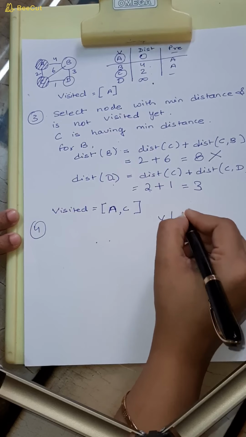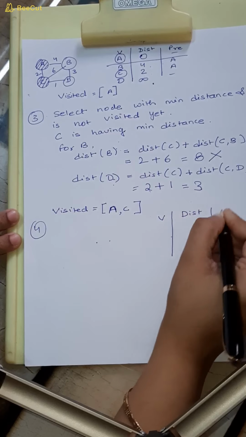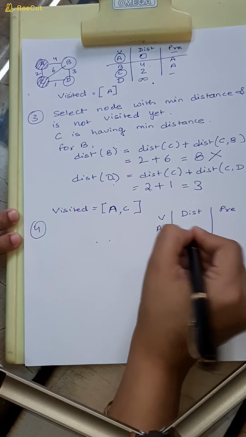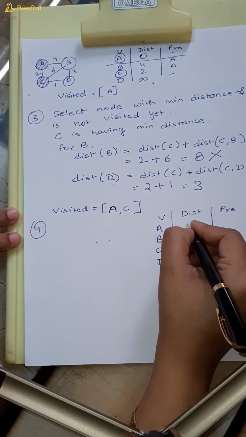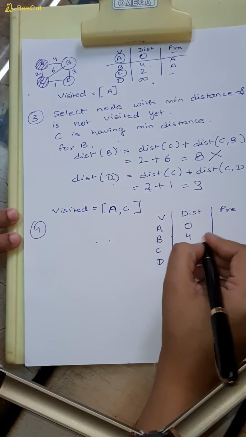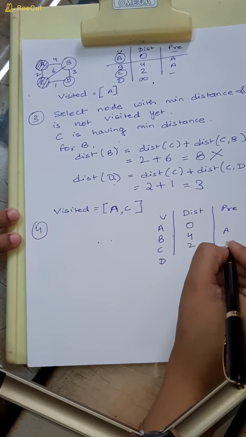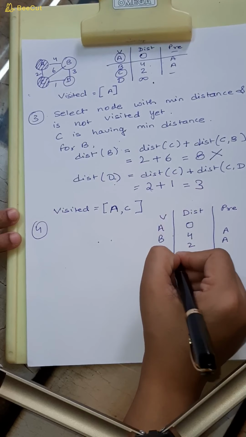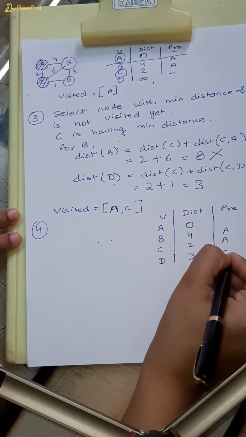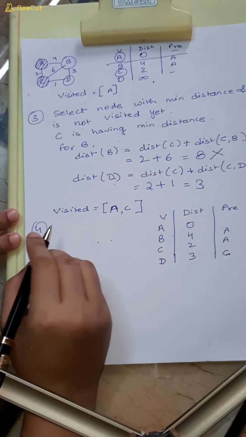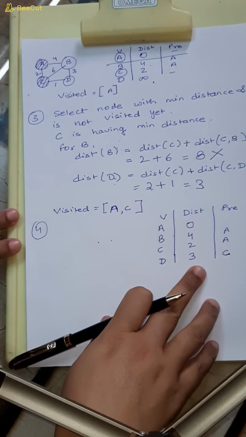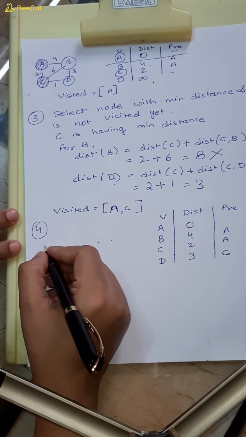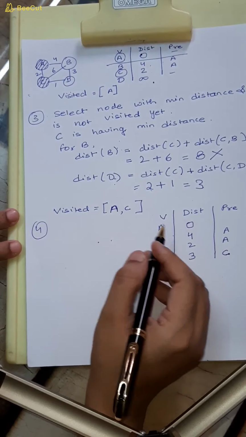So vertex, distance and previous. So vertices are A, B, C, D. Distance is for A it is 0, for B it was 4 through A, for C 2 through A, and for D it is 3. 3 is less than infinity, so we'll replace it. Via C we got this value. So we'll write C as the previous node. So this table is now drawn.